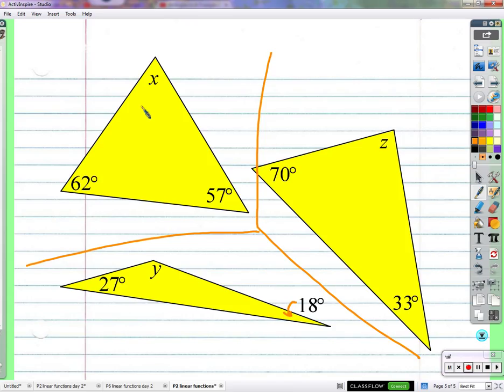I do want to know what X is, what Y is, and what Z is. But I want you to write equations for each of these. Write an equation that involves X for this one, an equation that involves Y for this one, and an equation for Z that involves this triangle here. Write those equations, tell me what X is, tell me what Y is, tell me what Z is. That's what I want.